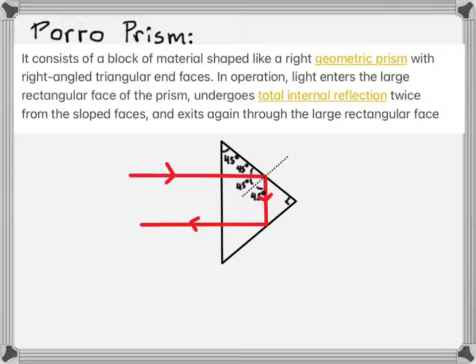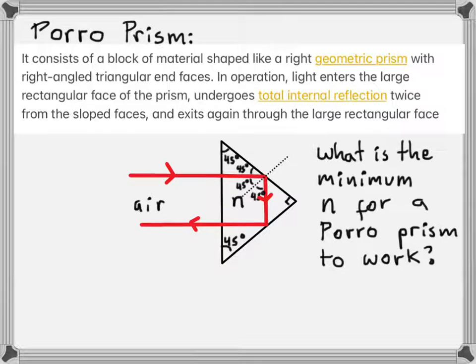So what is the question here? Well, that angle is also 45, as I said. I'm going to assume in this problem that the light is coming from air, and that the index of refraction of the prism is n. And my question to you is, what is the minimum n for a Porro Prism to work? That is, for a Porro Prism to be able to have total internal reflection on both surfaces. So that is the question.